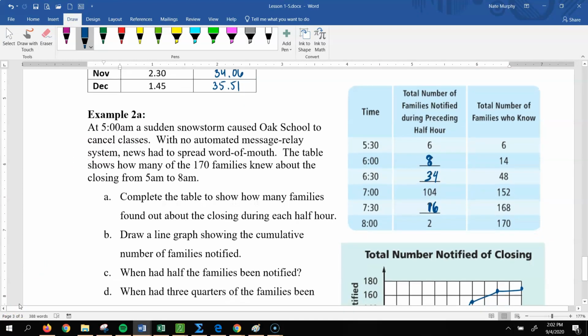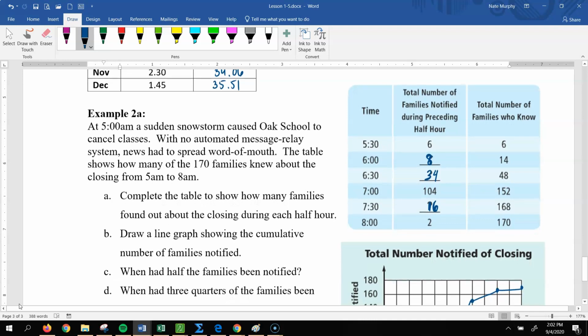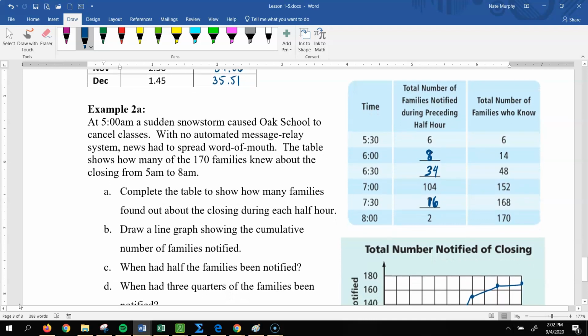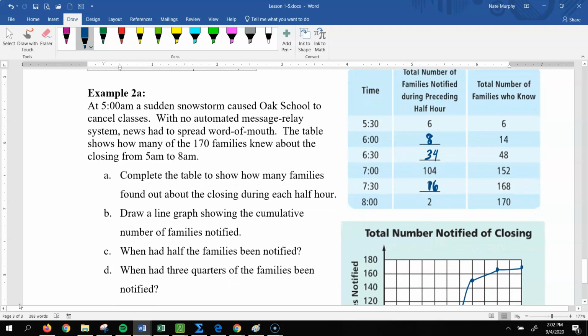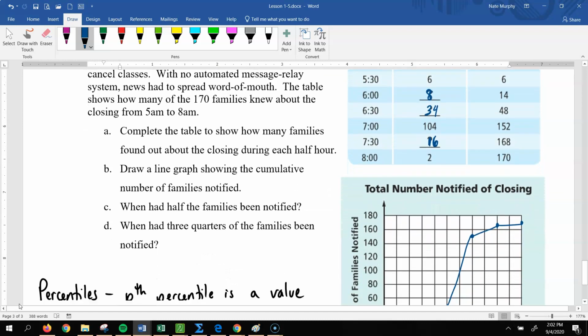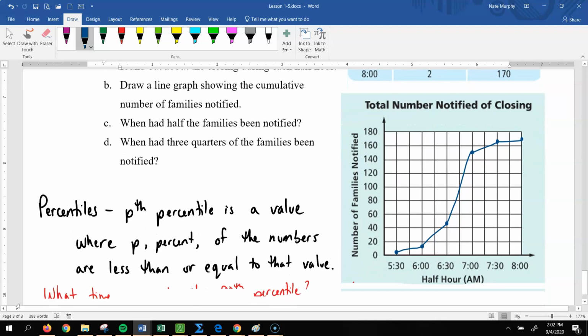All right, so hopefully you got these numbers. That's not too difficult, but you just had to find the difference there to find the number of families that have been notified during the preceding half hour. So you got 8, 34, and 16.